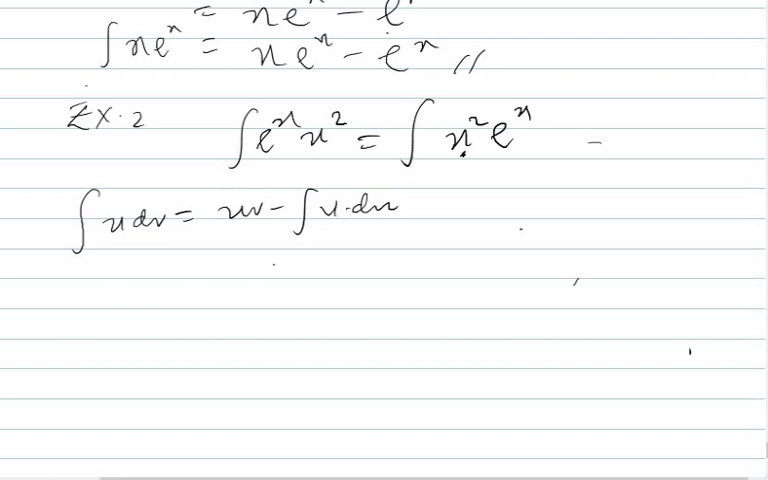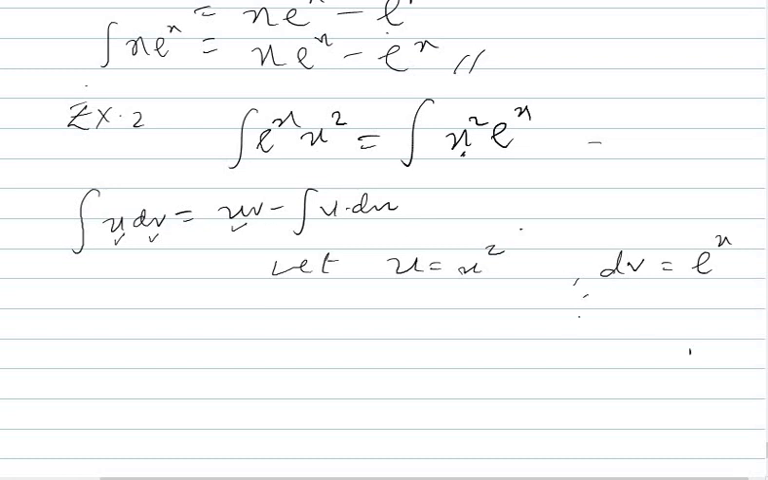So we can let u be equal to the first one, which is x squared, and let dv be equal to exponential of x. So we let this be u, and this be dv. We have u, we have dv, but we don't have v.